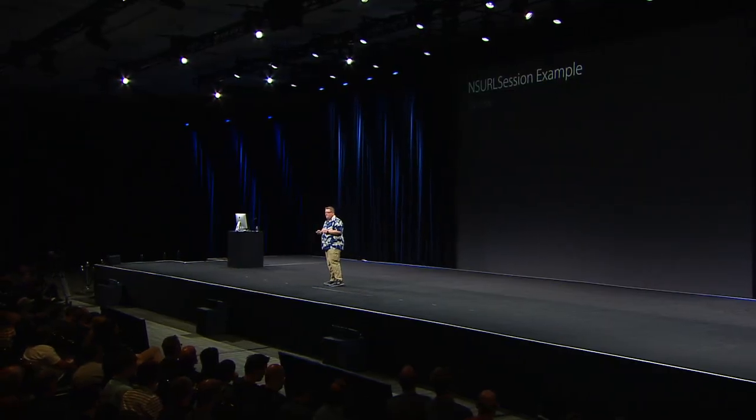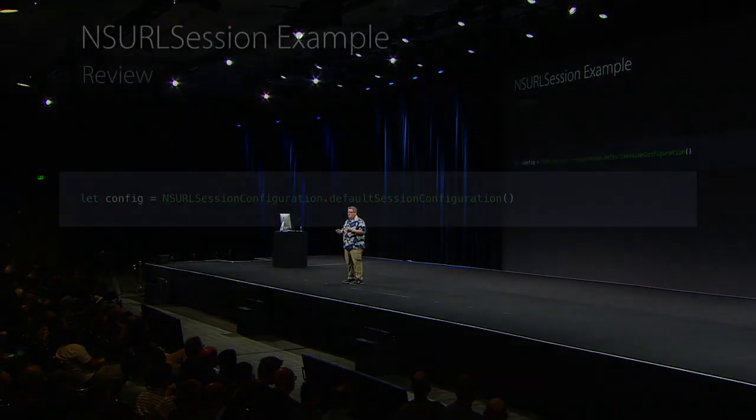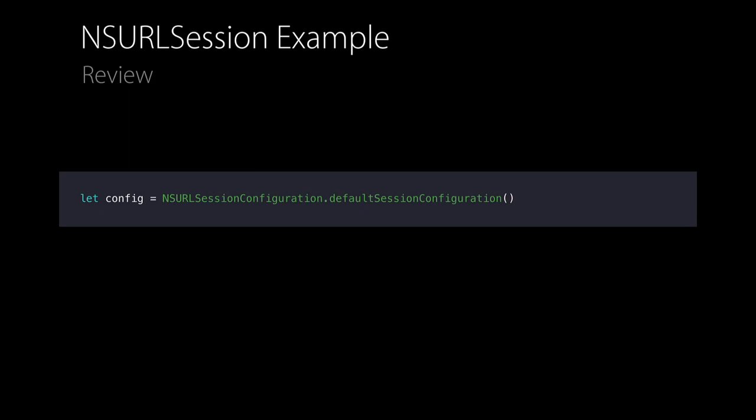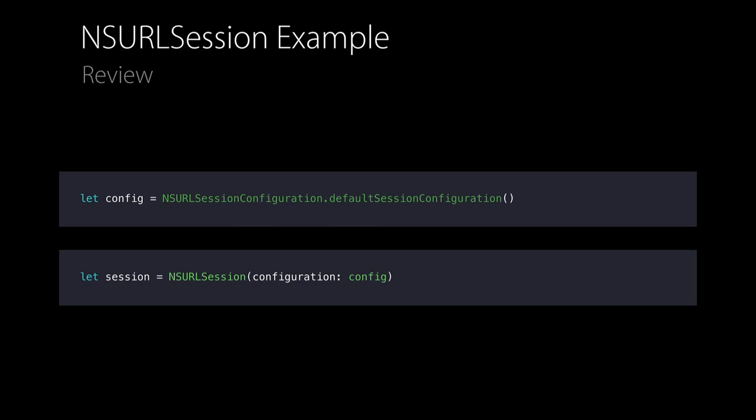Very simply, the first thing we do is create a configuration object. Here we call NSURLSessionConfiguration's defaultSessionConfiguration. We take all the defaults, and we've got a very simple config ready to go. Now we take that config and give it to a session. We create a session by calling NSURLSession's initializer that takes a config object. And boom, we've got a very simple session ready to go. Now that we've got this session, we're ready to do some work.